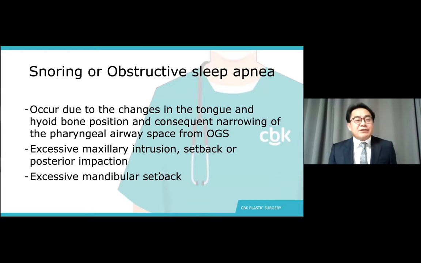The incidence of snoring or obstructive sleep apnea is increasing nowadays. Obstructive sleep apnea occurs due to the change in the tongue and hyoid bone position and consequent narrowing of the pharyngeal airway space from OGS. Of course, it's from excessive maxillary intrusion, setback, or posterior impaction, and it is also from excessive mandibular setback.